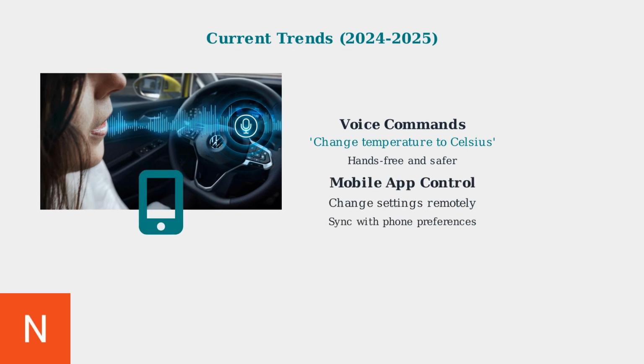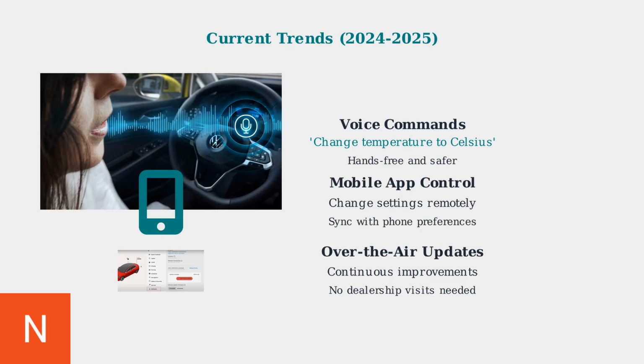Mobile app control is another major trend. Many manufacturers now allow drivers to change temperature units through smartphone apps, even when away from the vehicle. Over-the-air updates from manufacturers like Tesla can modify how temperature settings are accessed, continuously improving the user experience without visiting a dealership.